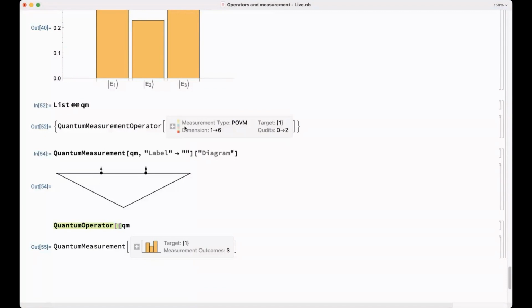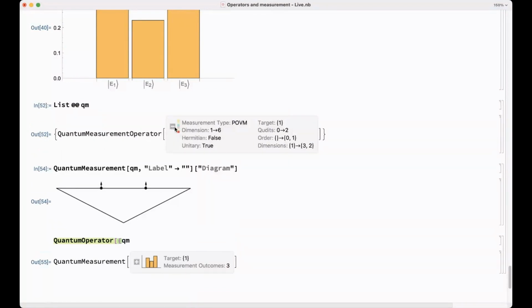Now we have to remember what the dimension is. Is it 3, 6? What were the dimensions? One, two, it's three, 3-2, because it's a 3-2 POVM. It's very tricky. I can apply something like this.